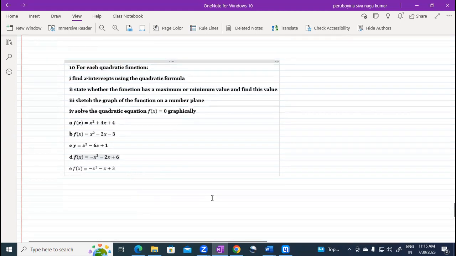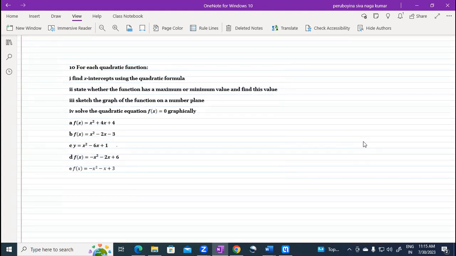We will do this question. Which one do you want? C, okay, the third one. So we are doing C here. The equation is y equal to x square minus 6x plus 1. We will answer the first question.